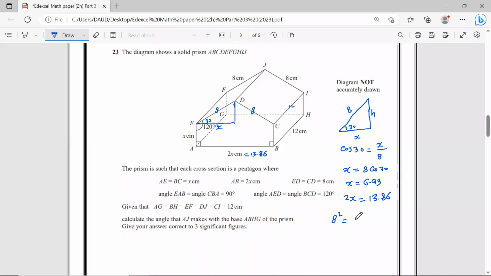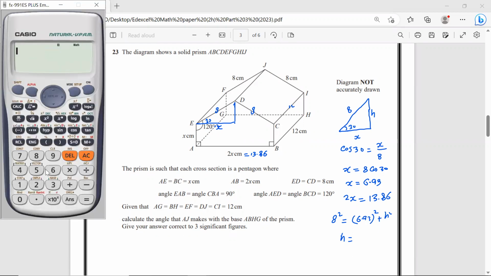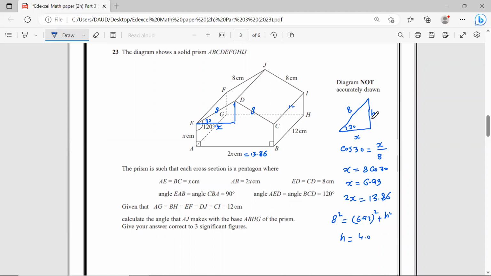is equal to 6.93 whole square plus h square, means h is equal to, if we check directly, 8 squared minus 6.93 squared gives us what? Take the square root of the answer. We get 3.99, in other words, 4.0. So this height is 4.0.